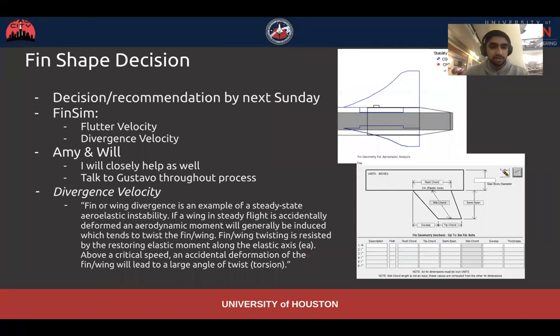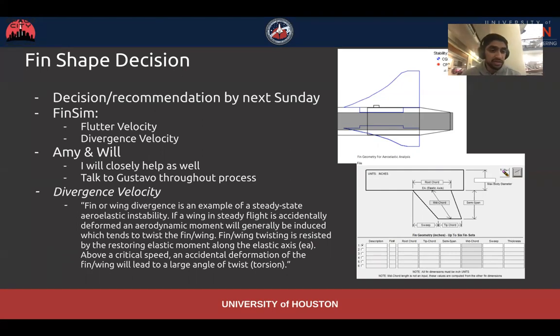So the fin shape decision, as I mentioned, the decision or recommendation by next Sunday, that is the goal. And I know we've been pushing it back a lot. So that Sunday, I think whatever we have will be our formal decision. And from there, I'll work with Gustavo, Irvin, and the other leads to see how that works with the rest of the design. And if we need to make further changes from there, I'll come back to you.